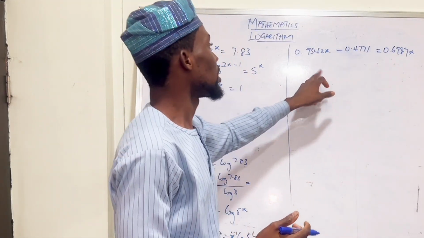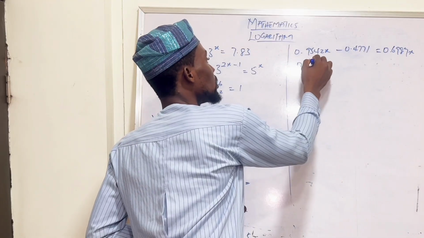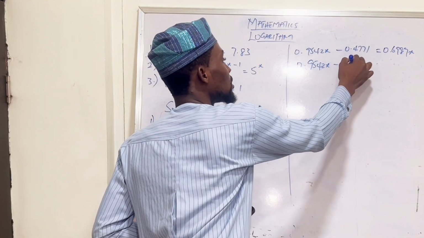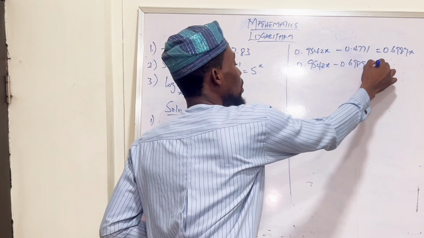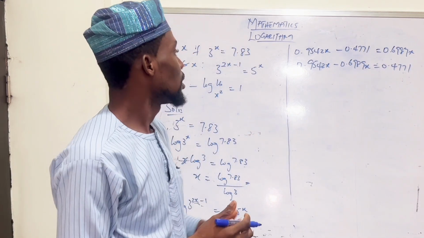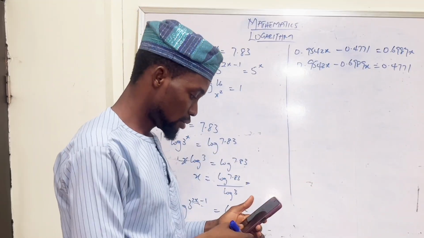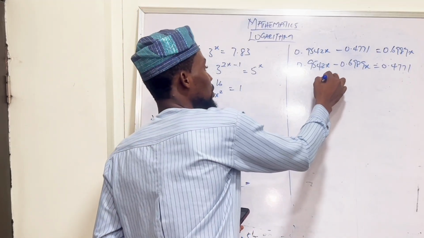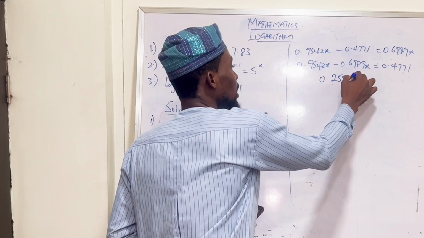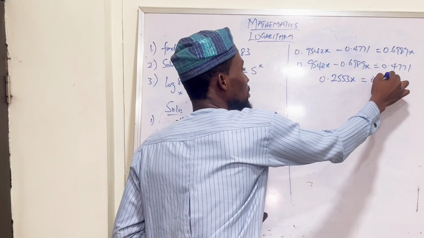On solving, bring this to the left hand side to have 0.9542x minus 0.6989x all equals 0.4771. Then by subtracting, I have 0.2553x all equals 0.4771.